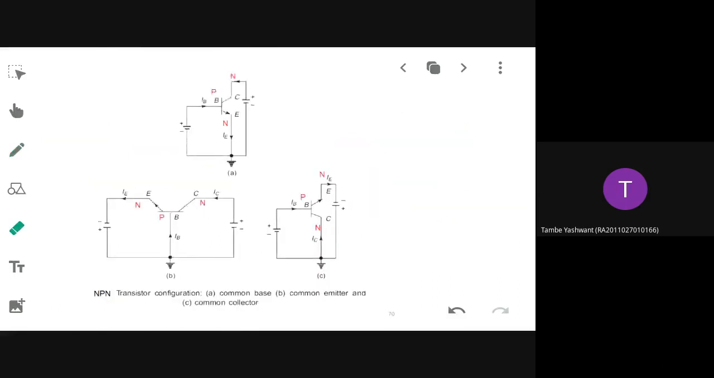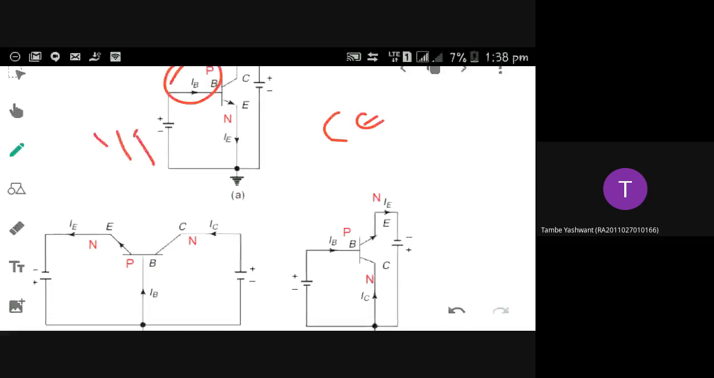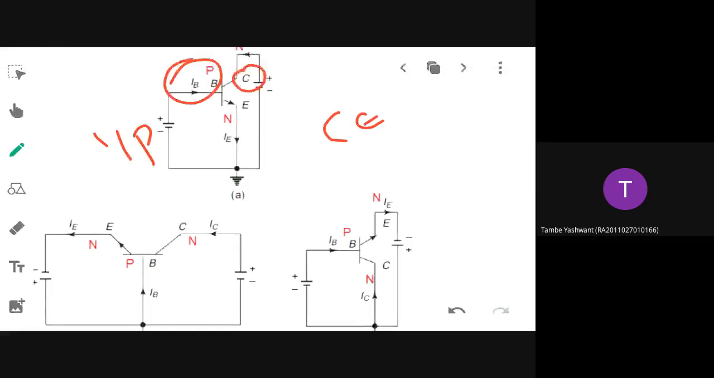What are the three types of transistor configuration? CC, CB, and CE. Suppose it is CE configuration, what is the input and what is the output? In CE, the input is base and the output is collector, and the common terminal is emitter.